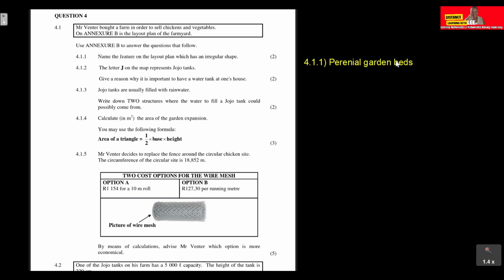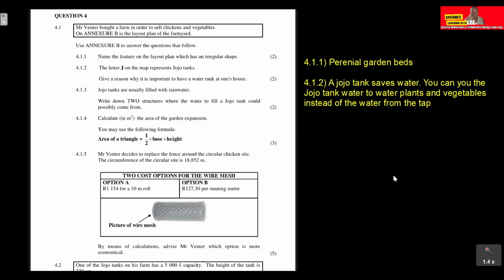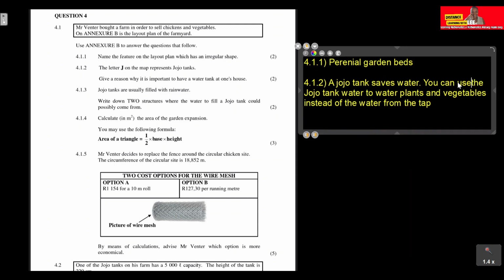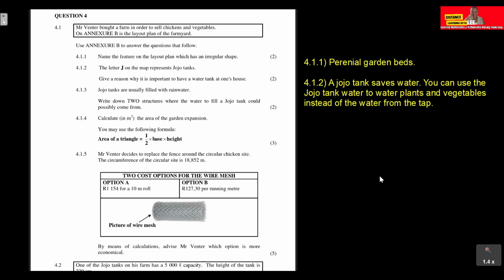So I'm going to write down that reason. A Jojo tank saves water. You can use the Jojo tank water to water plants and vegetables instead of the water from the tap. So that is the reason that I'm going to put there.